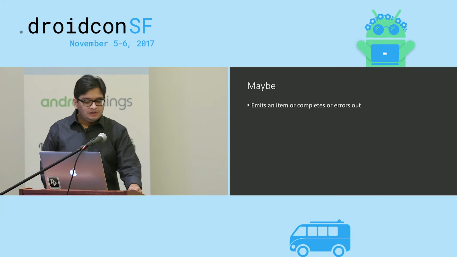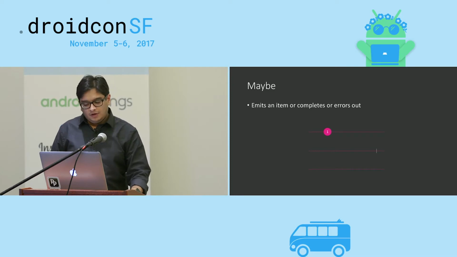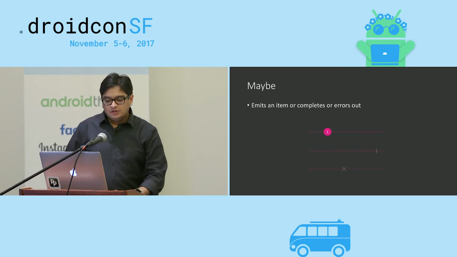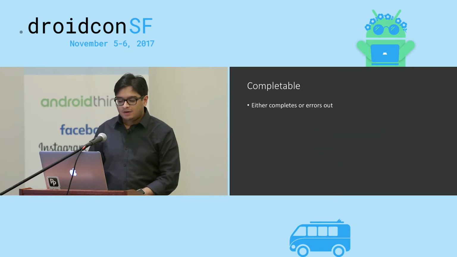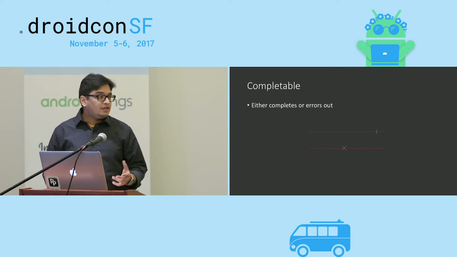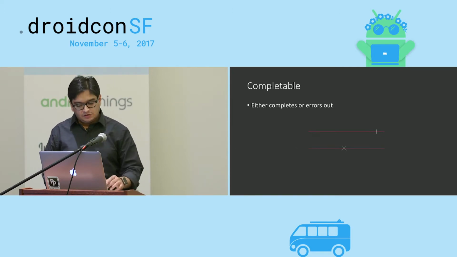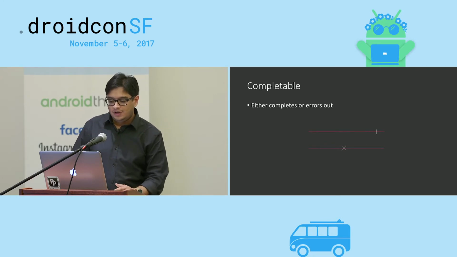Maybe is something where you would either emit an item, or complete without emitting an item, or just error out. We generally use this for sources which are optional, where the chances of items not being present are possible. And Completable is the simplest one, where there is no emission as such. Either it's going to complete without an error, or it's going to error out.